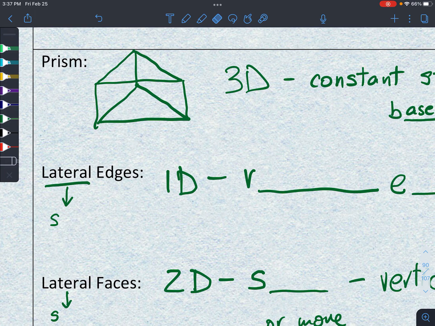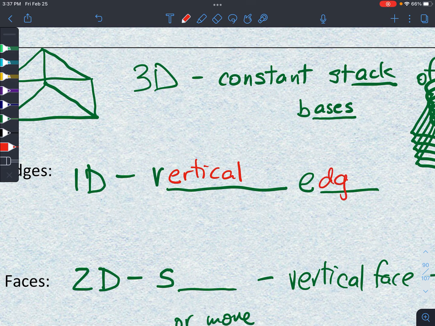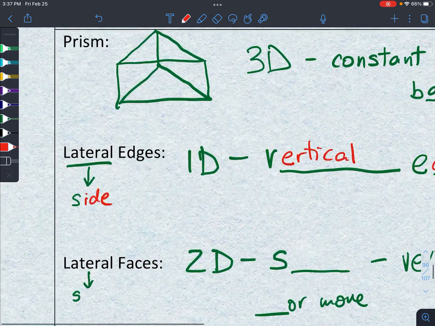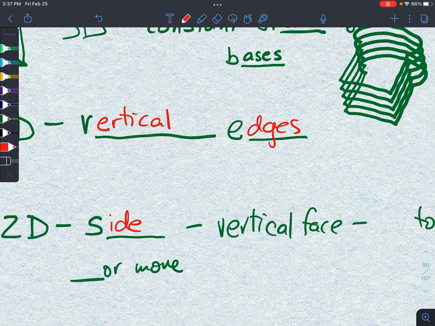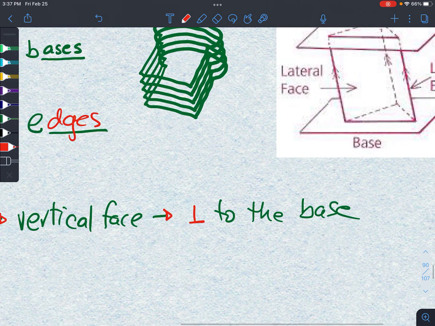Lateral edge. The lateral edge refers to what we would call the side edges. These are vertical, usually, not always, edges. And likewise, the lateral face, again, is two-dimensional. Some people refer to it as a side. That's kind of informal. We would call that the vertical face. More importantly, that is perpendicular to the base.